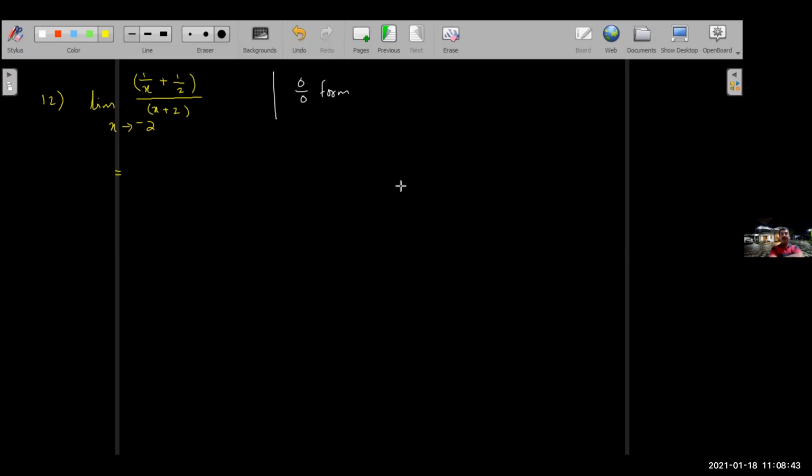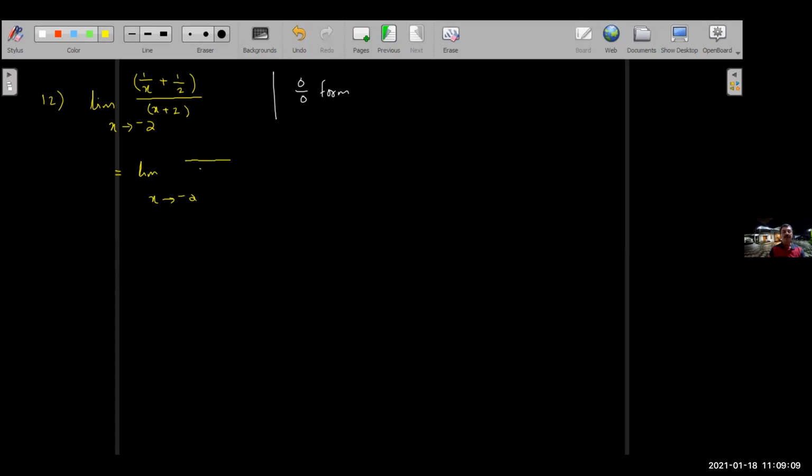By seeing this expression, think whether simplification is possible. Is it possible? Yes, it is possible. Numerator we can take the LCM. Taking LCM, it becomes 2 plus x, and even 2 plus x is there. So simplified. Simplifying means, limit x tends to minus 2. See, I'm taking LCM in numerator.